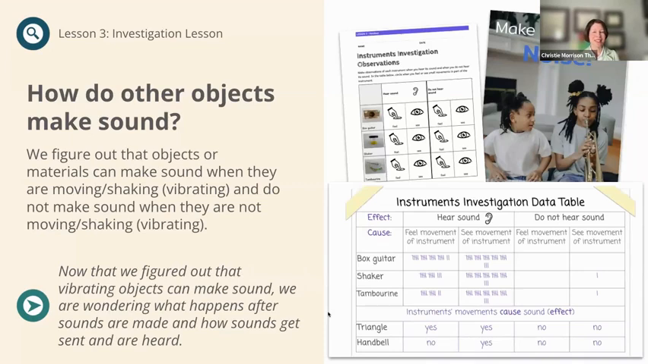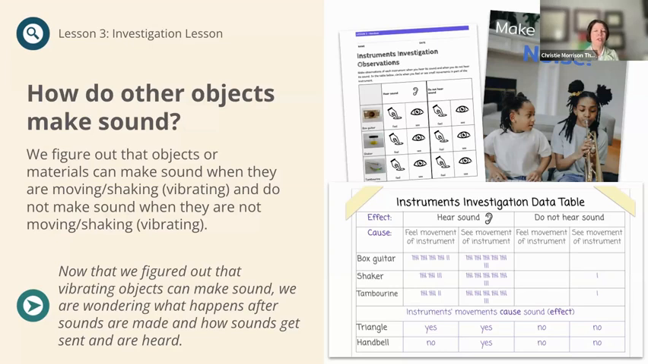So in the lesson 3 investigation, we want to figure out if other objects also make sound when they move, like the triangle. We plan an investigation to observe different instruments making sounds. We use a box guitar, a shaker with beads in it, and a tambourine that we hit. Like in lesson 2, we make a plan for how we are going to use the instruments to make sound and for how we are going to make observations using our senses and how we're going to record these.